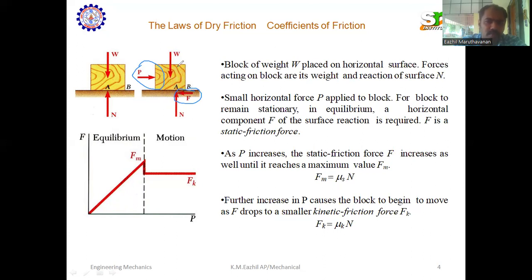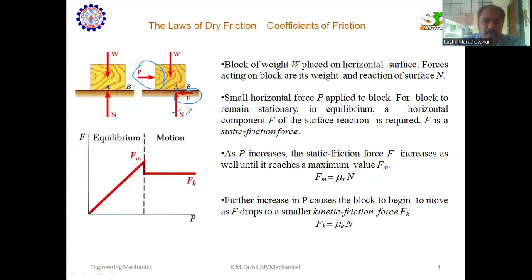The other two forces which we already drew remain the same: the self weight of the block is perpendicular to the ground plane, and the reaction force is perpendicular to the lying plane. This is how we have to draw the free body diagram.